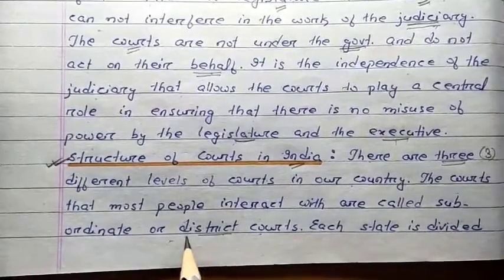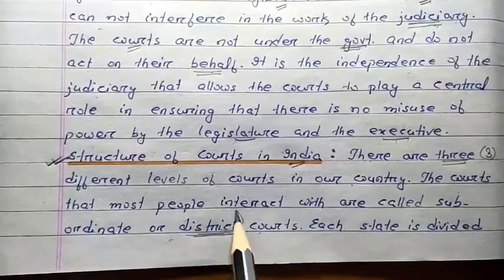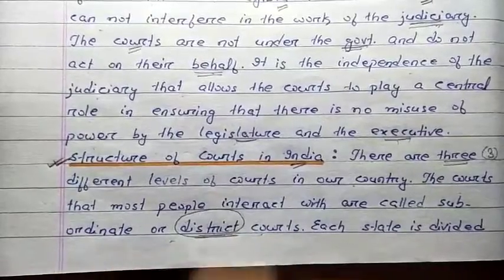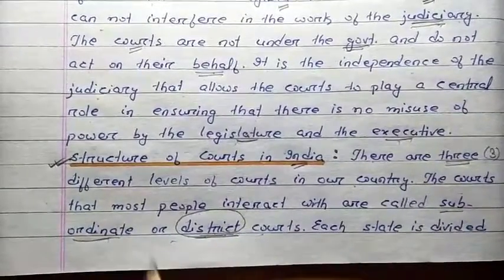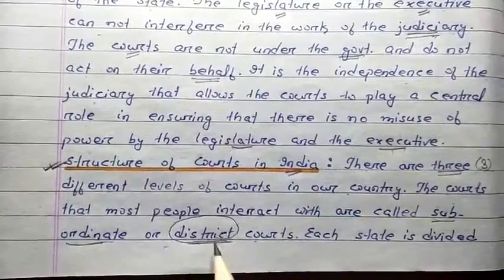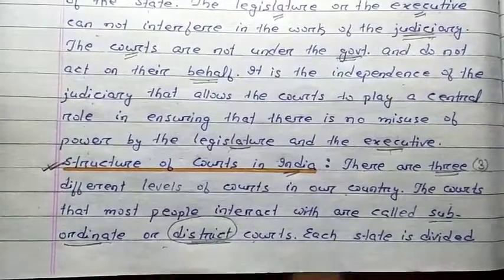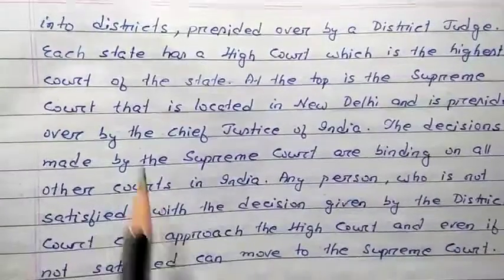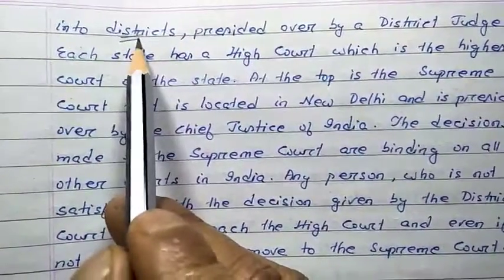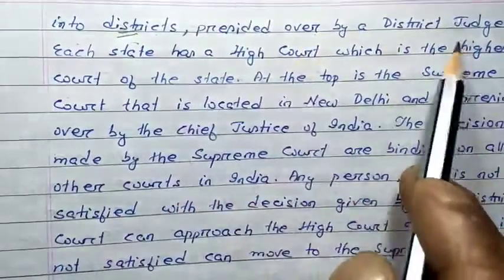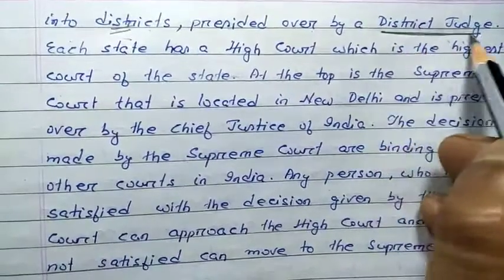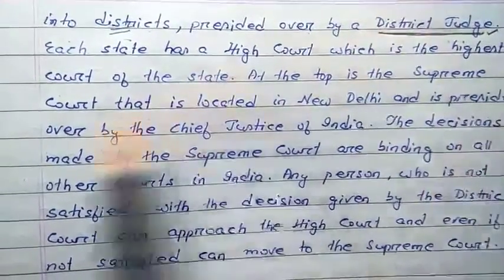India has been divided into many districts, and each district is supposed to have one district court, and the district court is also known as the subordinate court. Generally, common people move to the district court or the subordinate court for simple issues or simple disputes. Each state is divided into different districts, and these districts are presided over by a district judge. You can say the head judge of the district court or the subordinate court is known as the district judge.